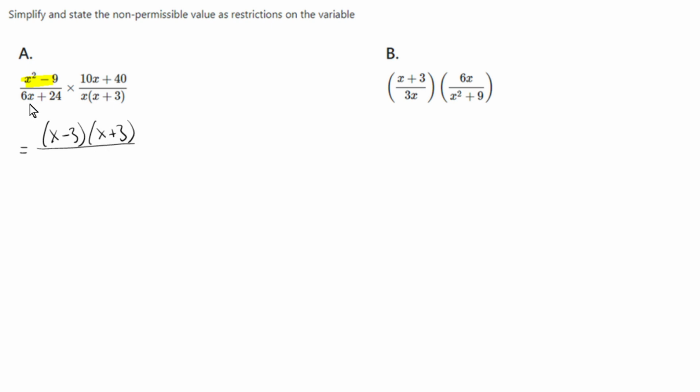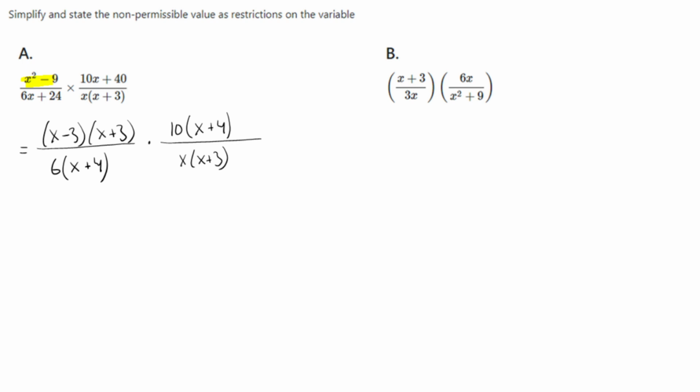In the denominator, we can factor out a 6, which leaves us with x plus 4. Then it says it's multiplication. And then in the second numerator, we can factor out a 10, which leaves us with x plus 4. And the denominator is already factored.